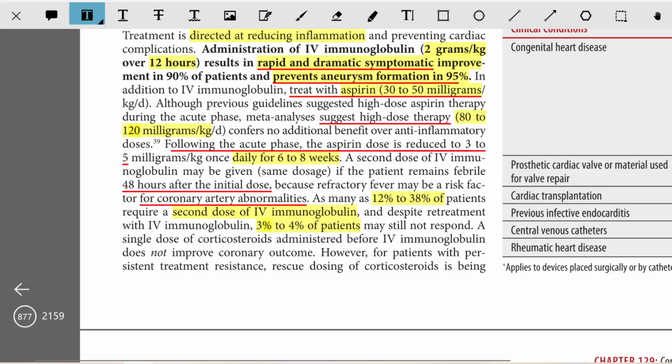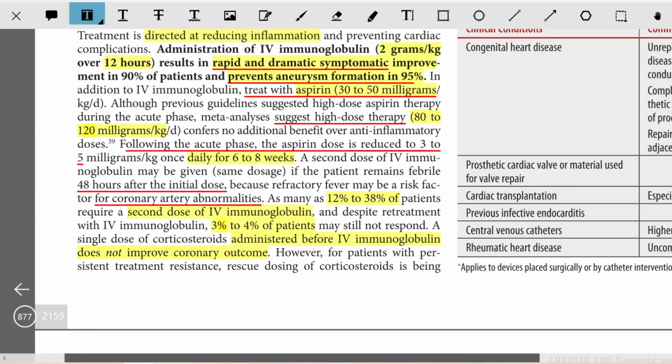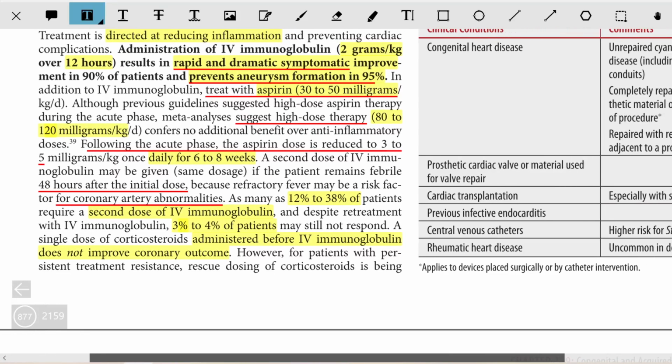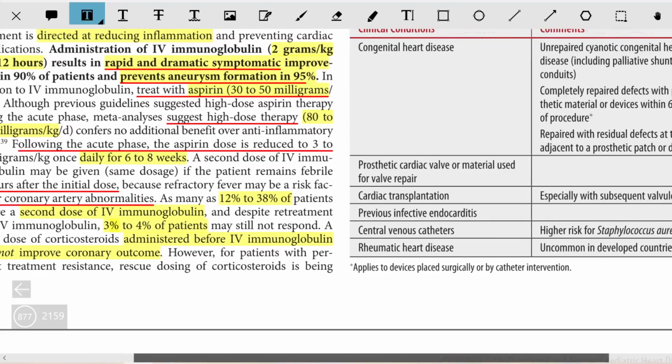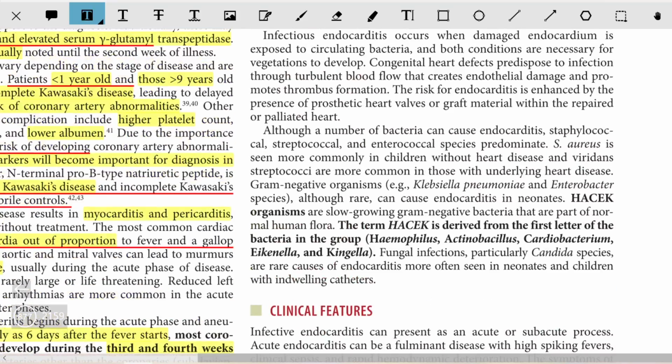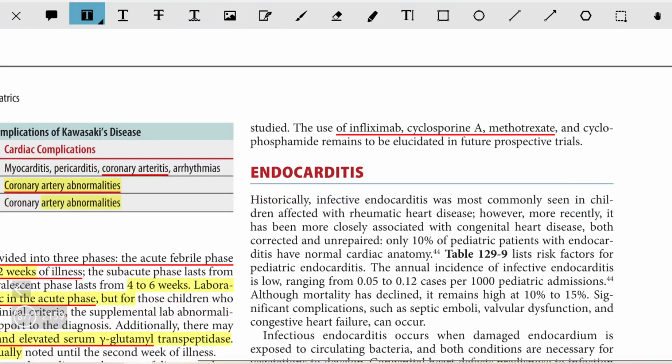A single dose of corticosteroids administered before does not improve coronary outcome. So there is no improvement on the coronary side. However, for patients with persistent treatment resistance, rescue dosing of corticosteroids is being studied. The use of infliximab and also cyclosporin A, methotrexate and cyclophosphamide remains to be elucidated in future prospective trials. Thank you very much.